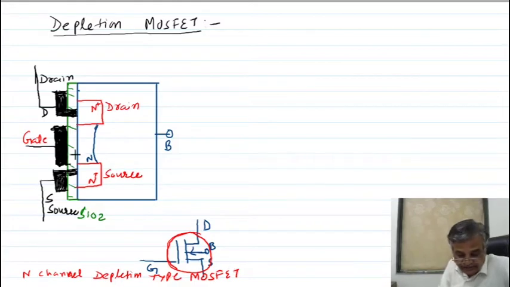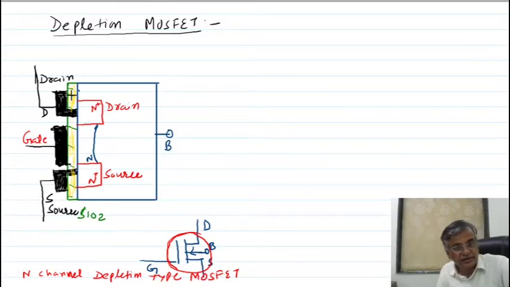See, due to this SiO2 layer, this input section between gate and channel works as one capacitor. So the input resistance is very large, of the order of 10 raised to 12 to 10 raised to 15 ohms. Remember, this is the SiO2 layer.